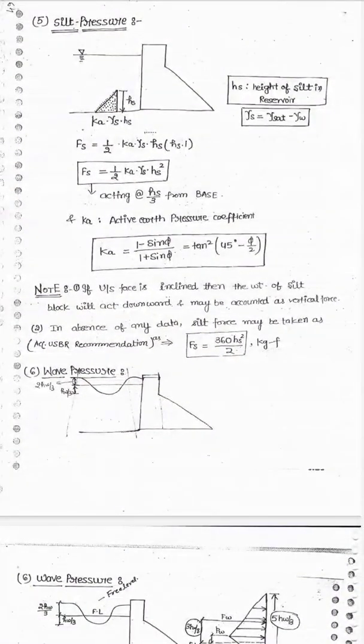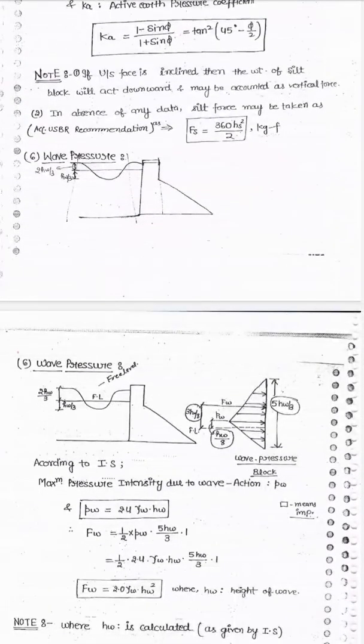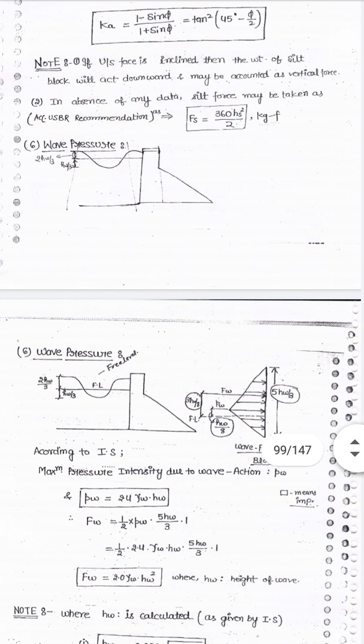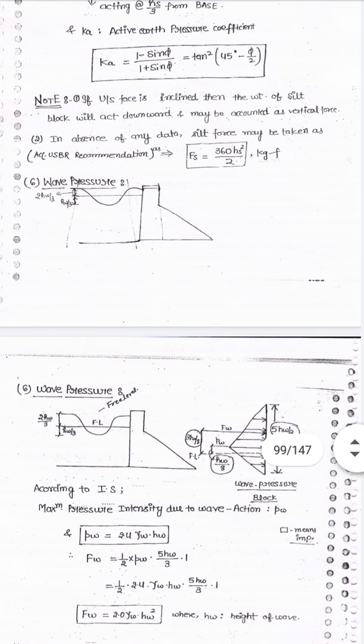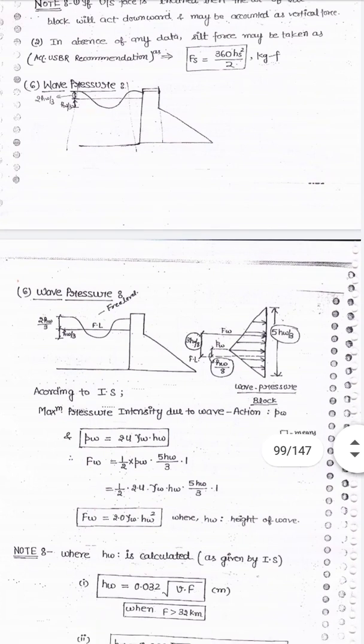Okay, next is wave pressure. The waves are generated on the surface of the reservoir due to blowing of wind, which causes a pressure additional to the static water pressure towards the downstream side of the dam. As you can see in the figures, waves propagate in the water and act on the upstream section of the dam. The wave pressure depends on the height of the waves developed in the water.